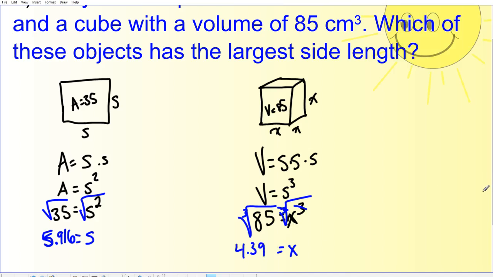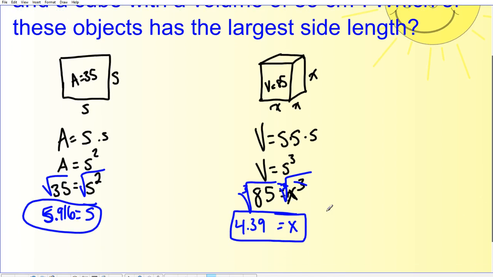So the question is, which of these has the largest side length? Is it 5.916 or is it 4.39? Clearly, that one is the bigger one. So the square has the larger side length, and make sure you say that on your paper. You finally answer the question. Don't just have your work and then stop. Say, the square has the largest side length.